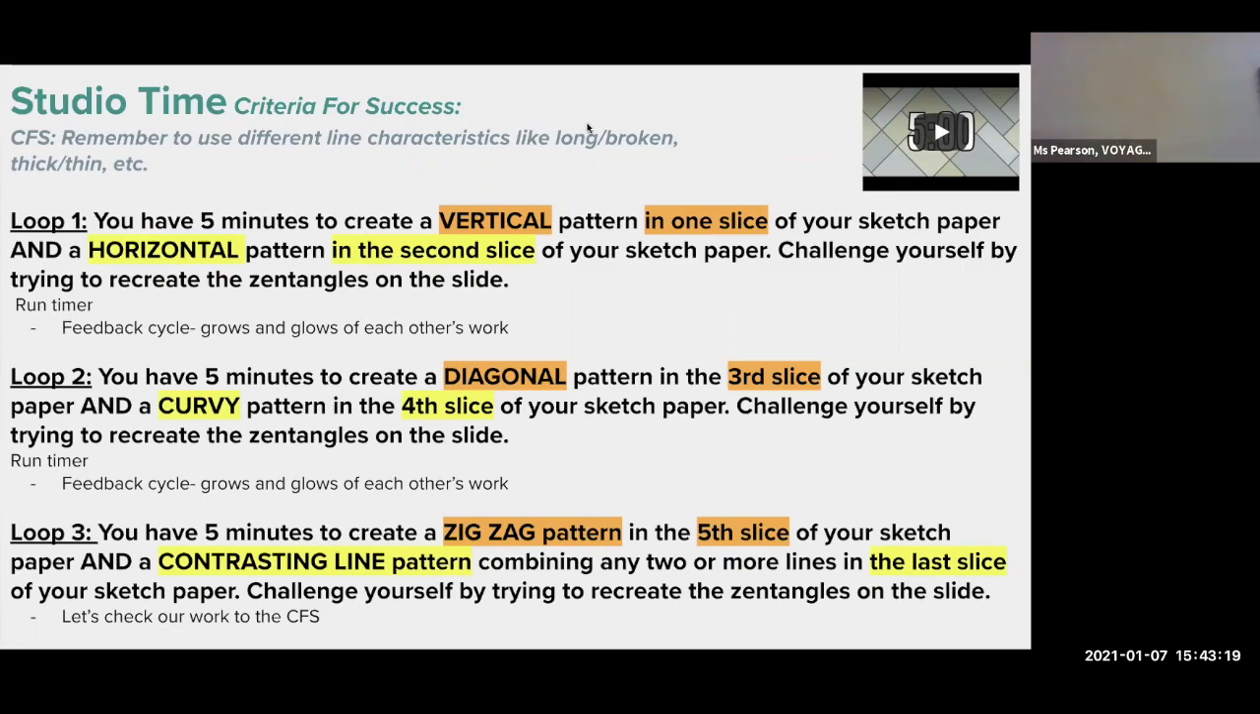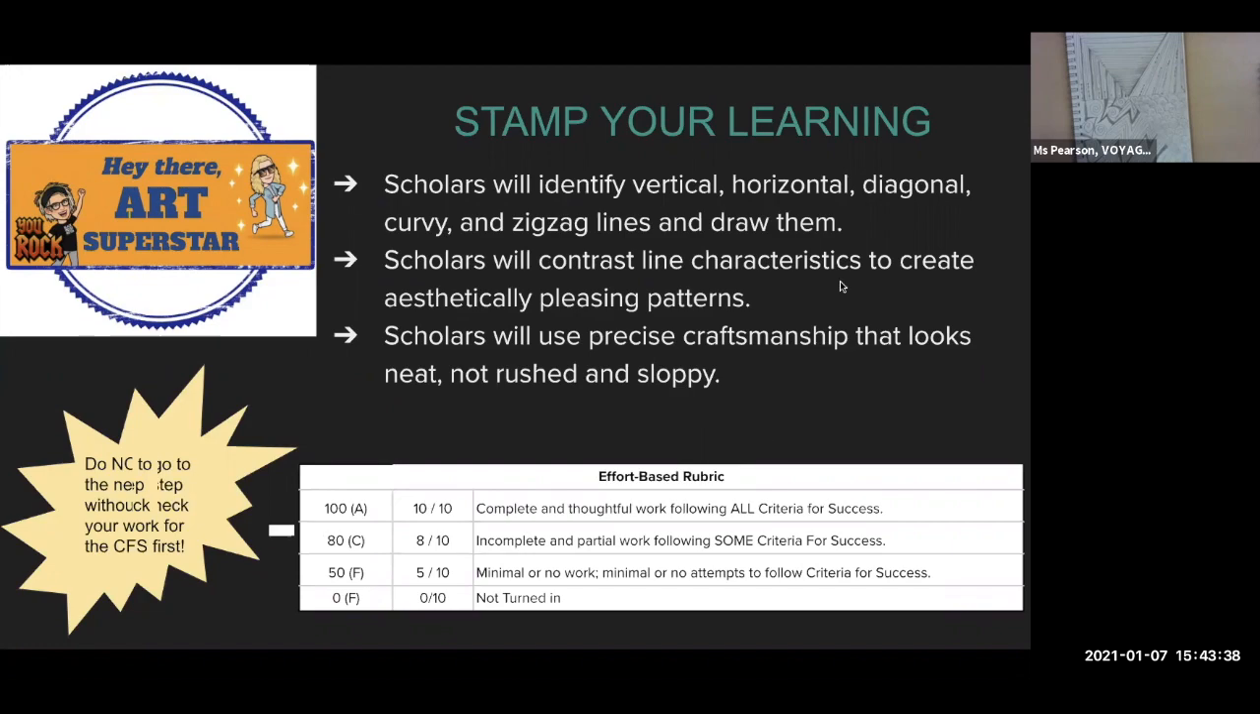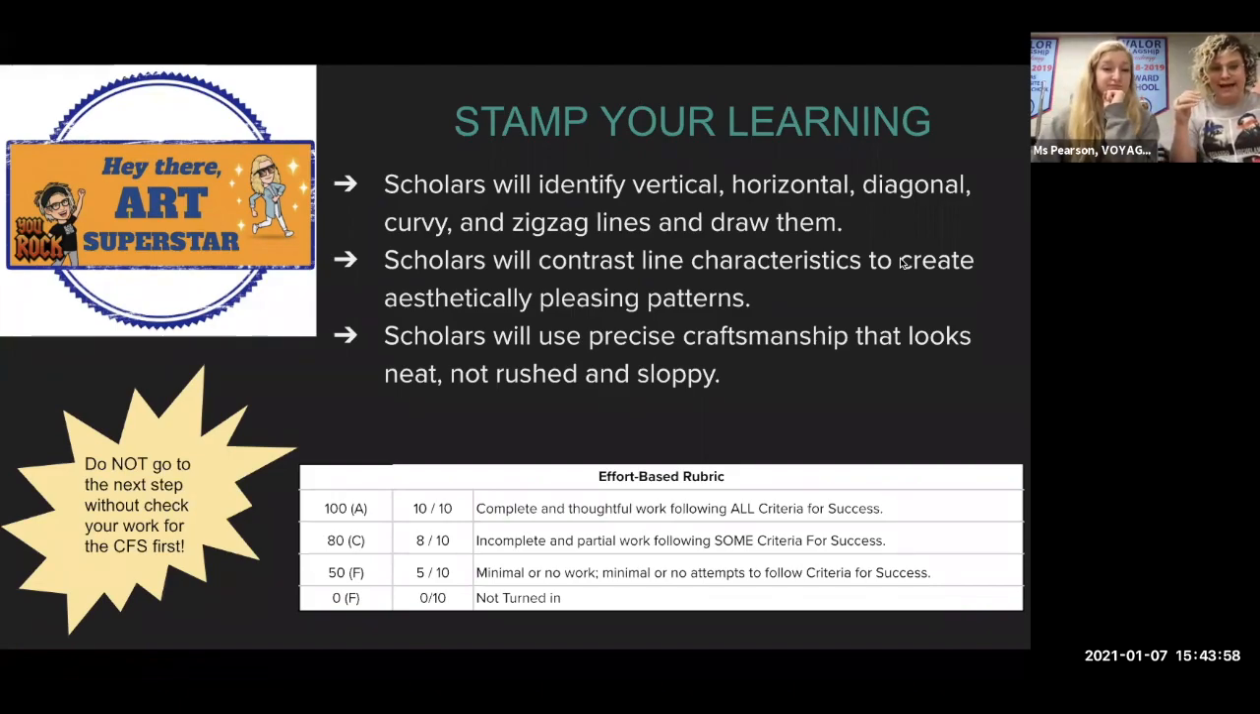Let's take a look at Miss Crumbs. What did you do? Check it out. I'm feeling pretty proud of it, but I want to make sure that I'm an art superstar. All right, so we did exactly like what Ms. Pearson said. We have identified vertical, horizontal, diagonal, curvy, and zigzag. We've done it. We've also contrasted those different line characteristics to create aesthetically pleasing patterns. Remember the feedback that Ms. Pearson gave me? I had to go back and make some adjustments to actually make sure that those lines were doing what they were supposed to be doing.